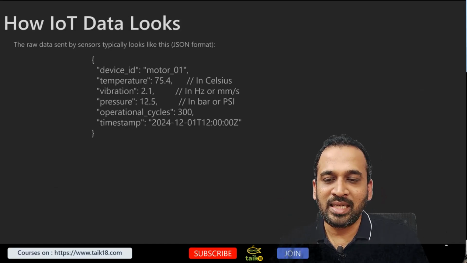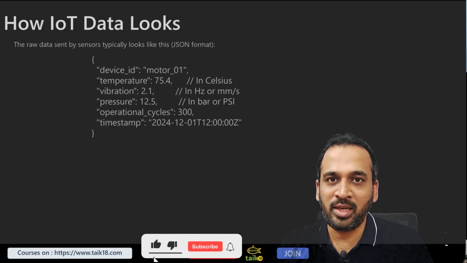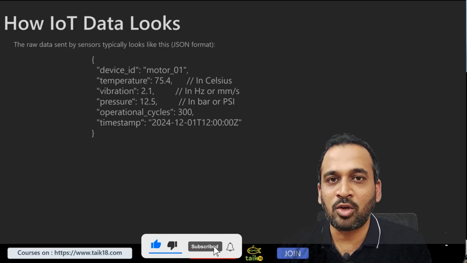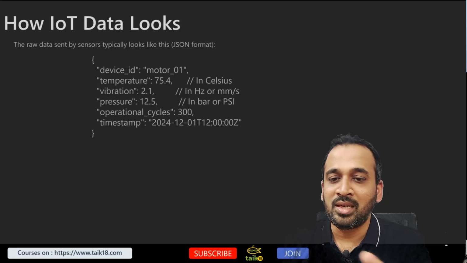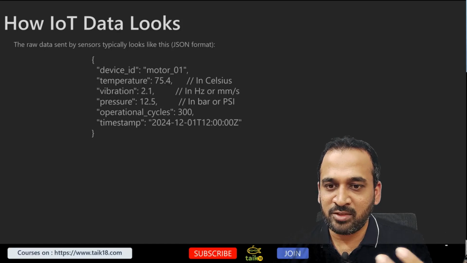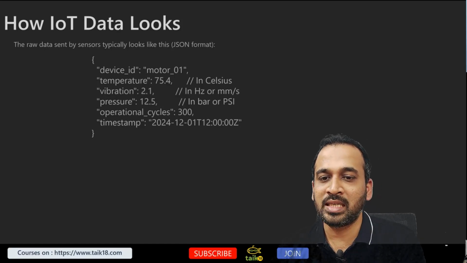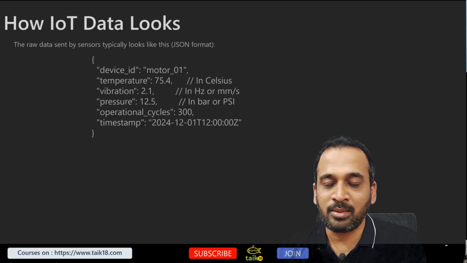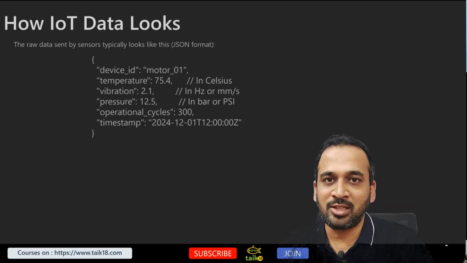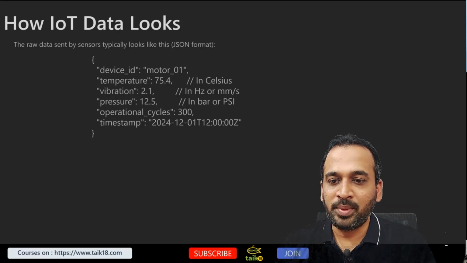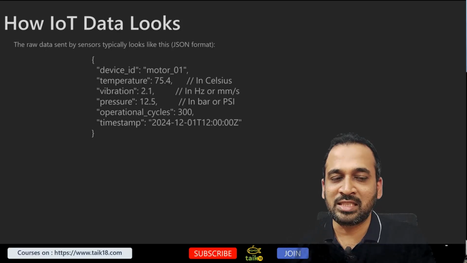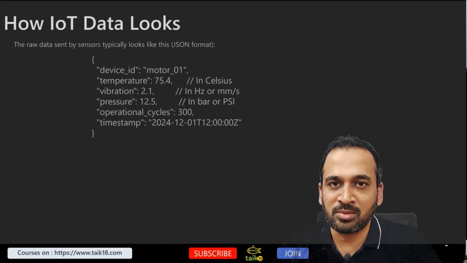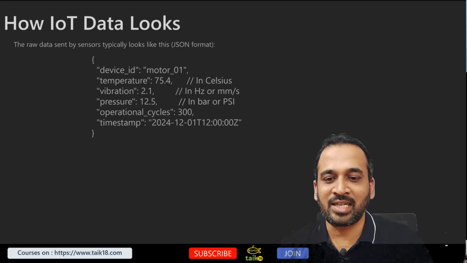Basically how it looks is that it sends data in a JSON format where you can define the schema however you want. Here as an example, we have a device ID, which is motor 1, temperature in Celsius 75.4, vibration 2.1 Hertz, and pressure 12.5 in bars or PSI. Those are the metric units. Then operational cycles, how many operations have run, 300 cycles, and timestamp, which is the time at which it sent that information. This basically sends all this information in real time so that we can track it.